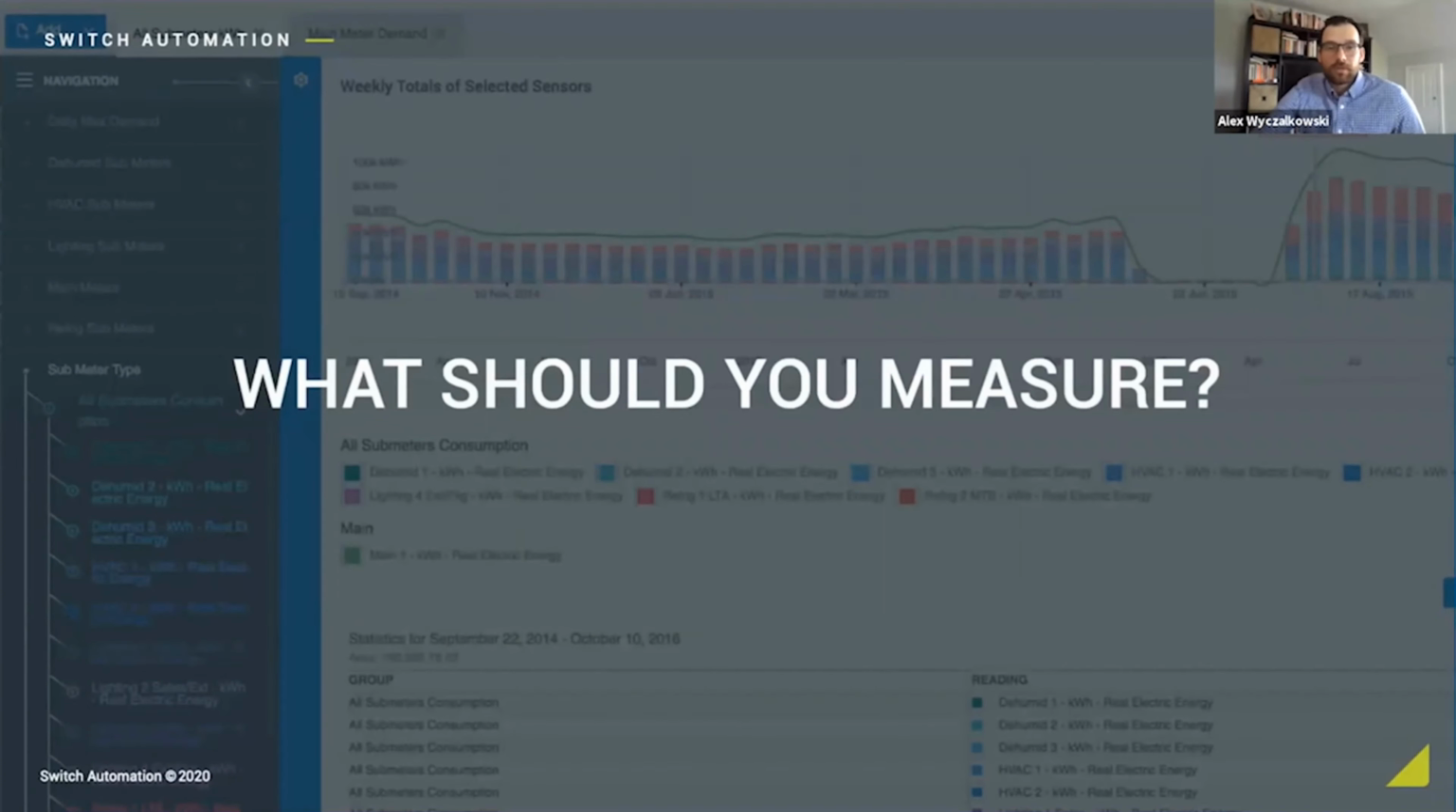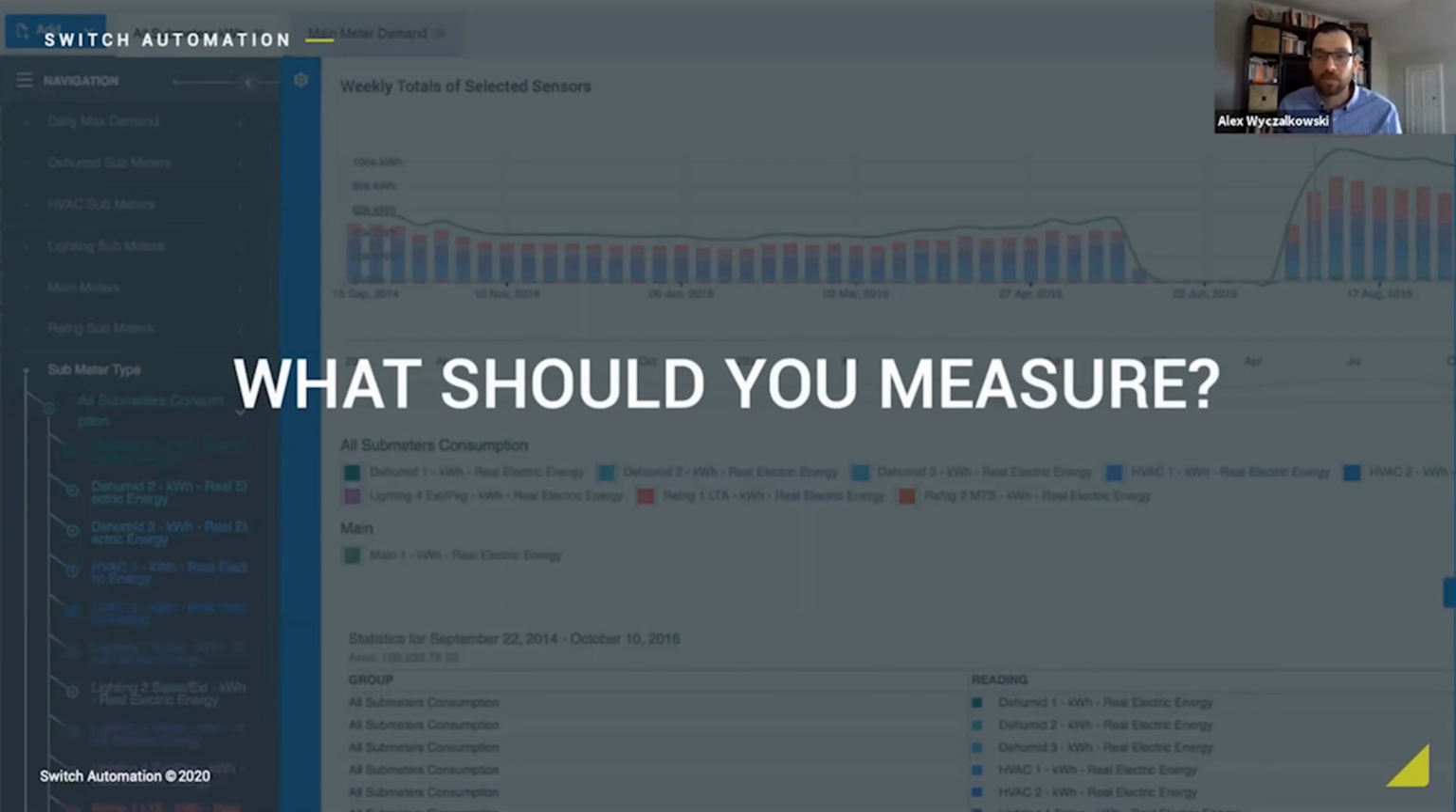All right, so we know what we can measure. What should we measure? So there's a lot, like we said, we can measure. So we talked about temperature, humidity, CO2, even particulate matter. But short of measuring everything there is, we want to be specific.